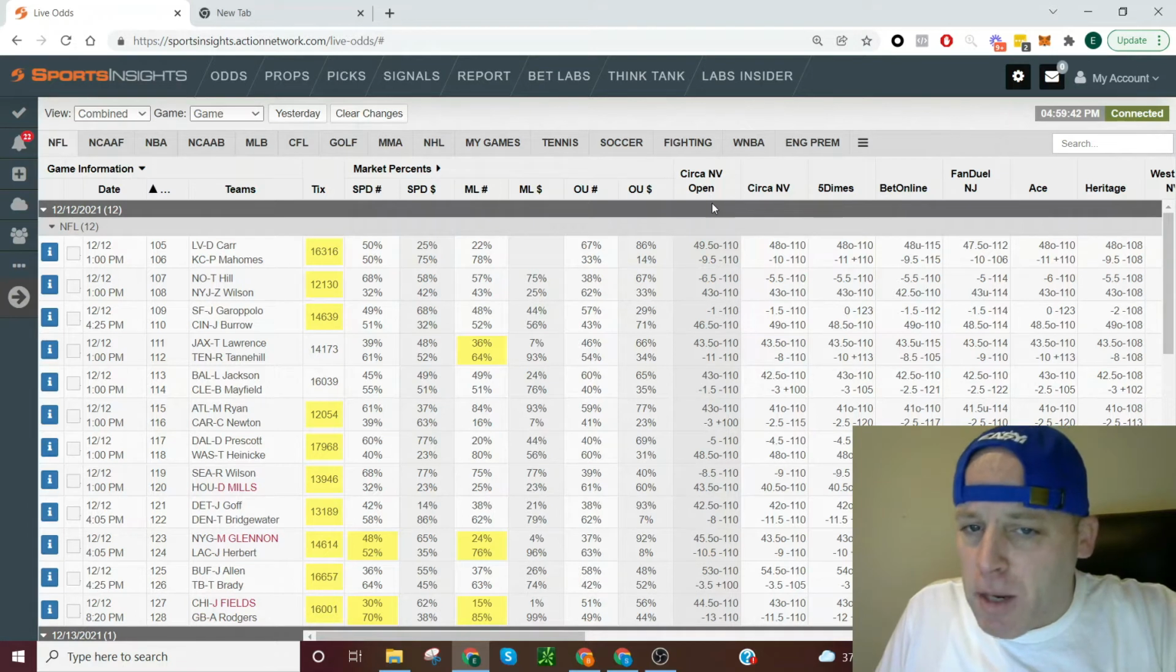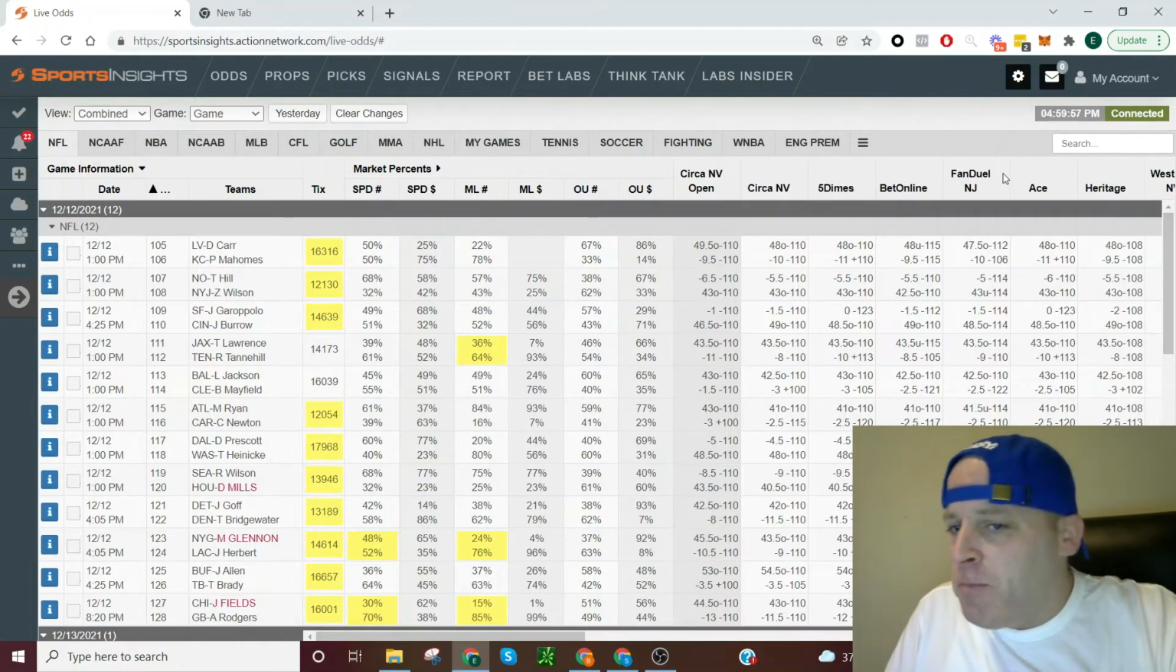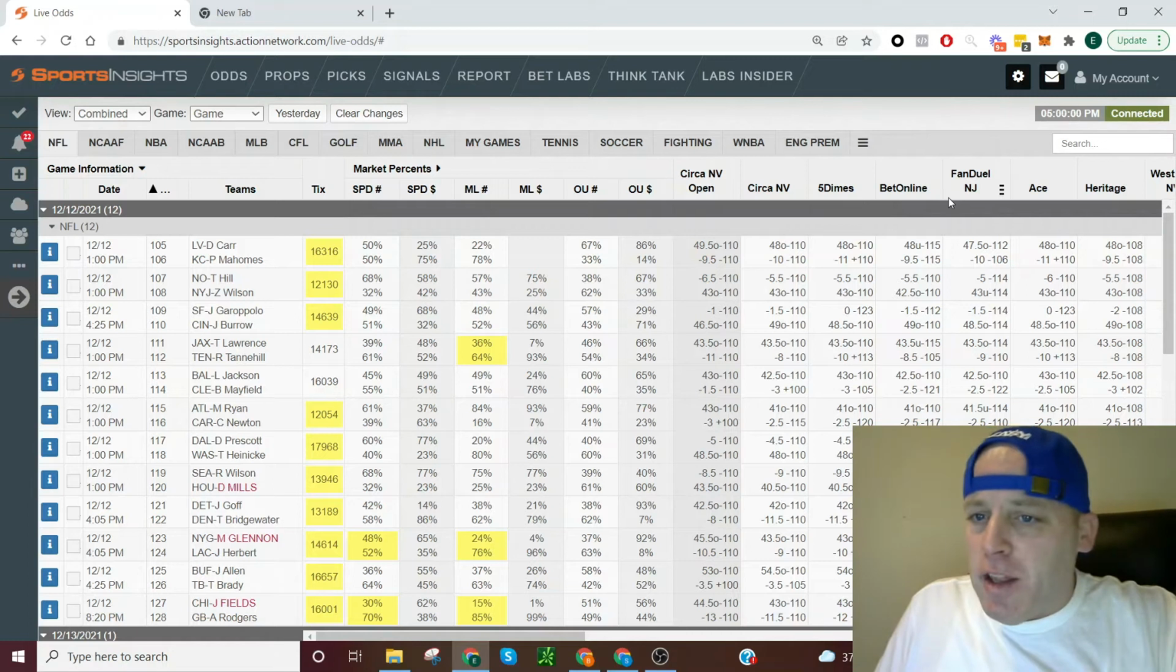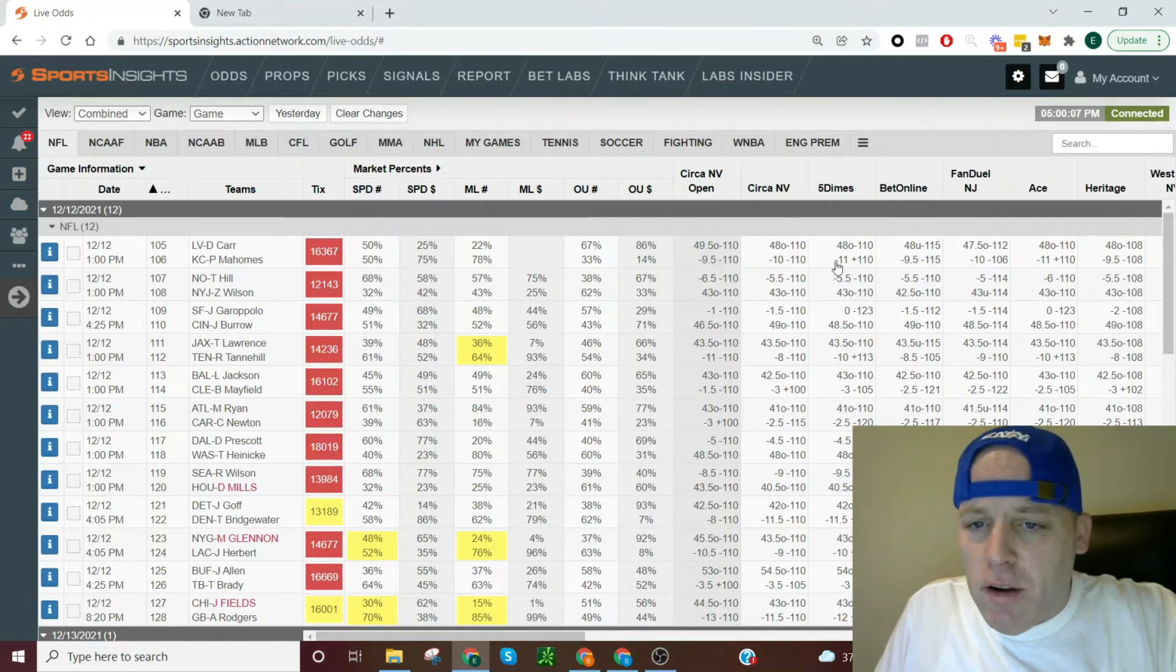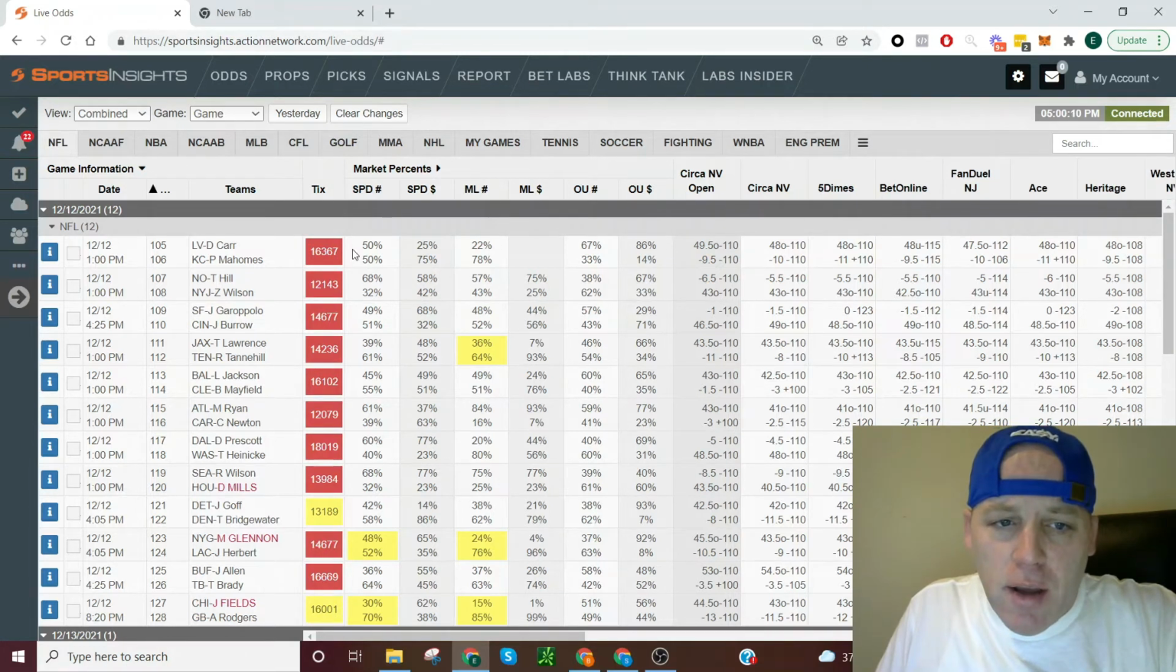They open the market pretty early, so they're one of the first ones to have lines up, at least for the NFL. So it's good to know where they open, and then we see what they're currently at, and then we have other different sports books, 5 Dimes, Bet Online, 2 offshore books, and then FanDuel, which is obviously a U.S. regulated sports book. So it's good to have a good mixture of the different types of books. That way we can see what they're doing based on the public betting percentages.